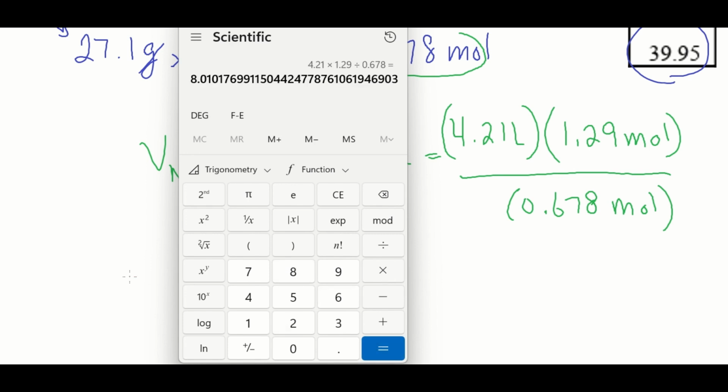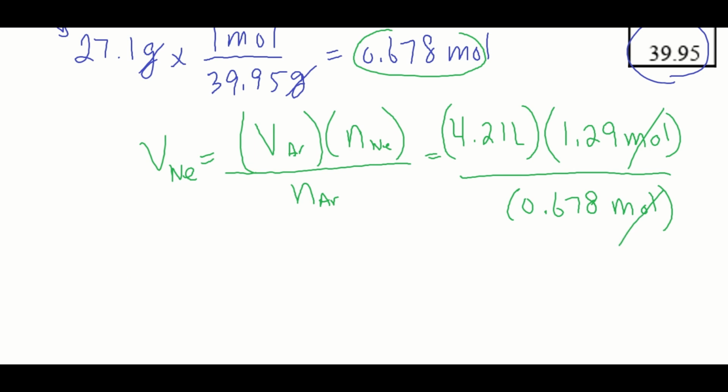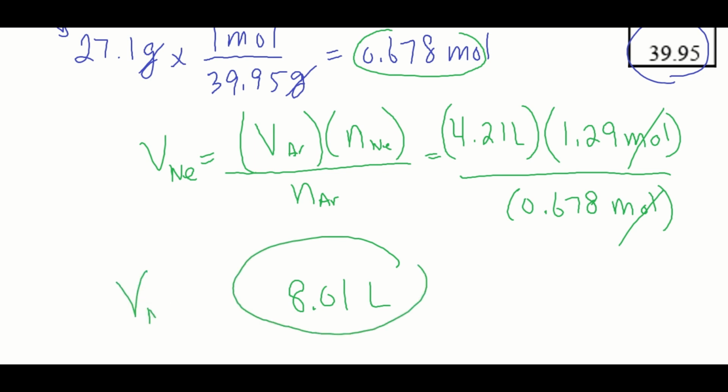So the answer is 8.01 liters. By the way, these moles cancel out. That is the volume of the container that contains neon.